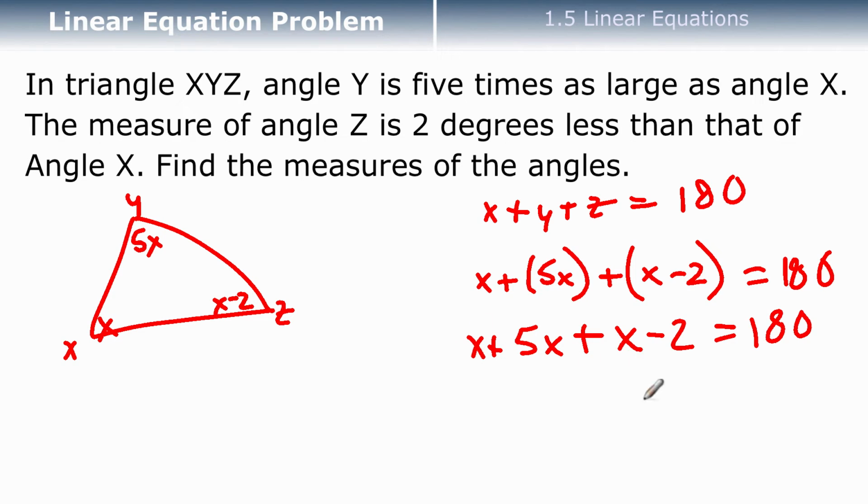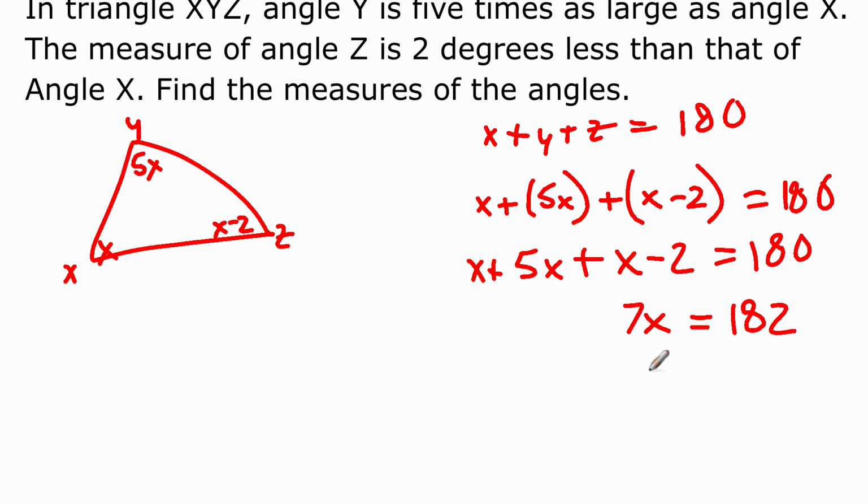I'll gather x's here. That looks to be about 7 of them, equal to, if I add 2 on both sides, 182. And then divide both sides by 7. 7 goes into that 26 times, I think.